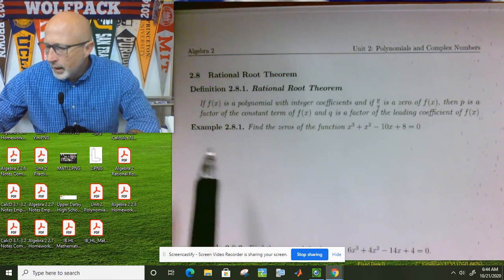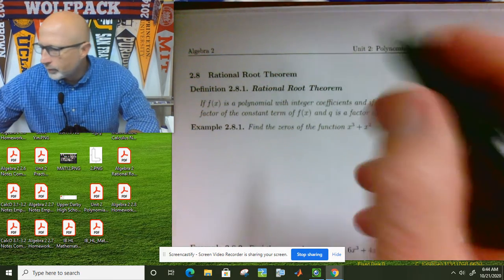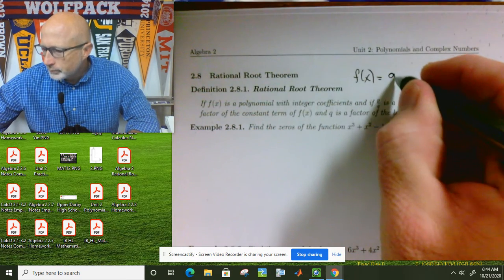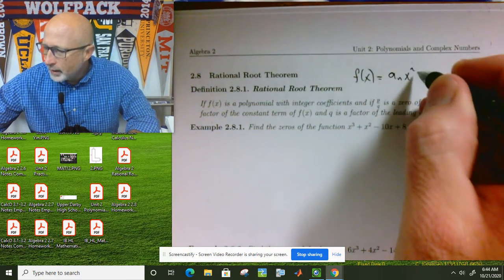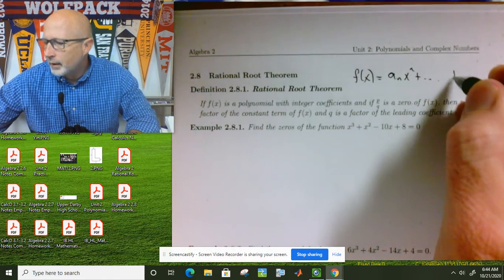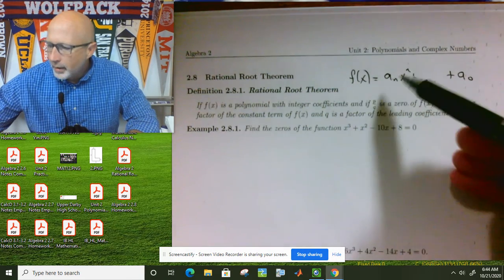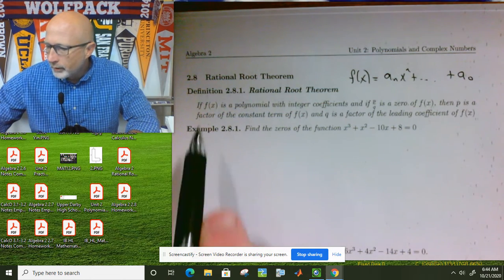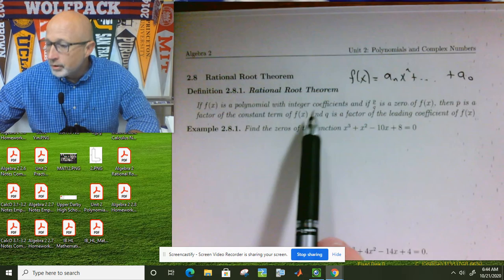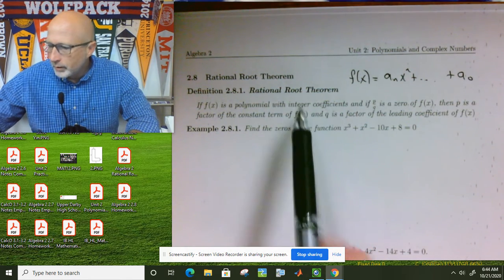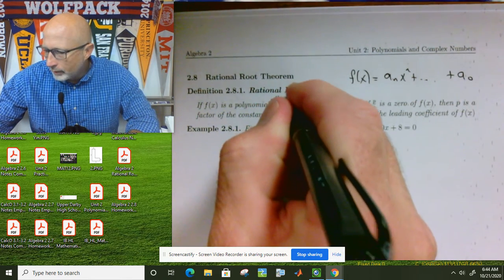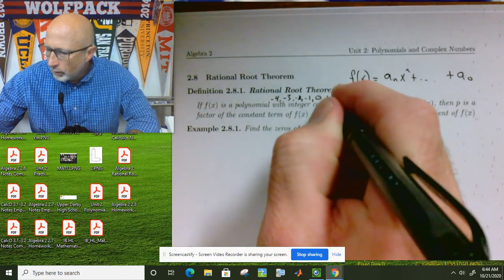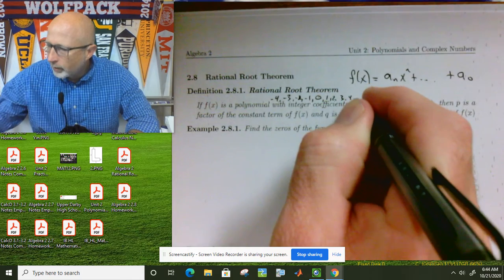So if f of x is a polynomial, so you have some sort of a polynomial, f of x is equal to a_n x to the n plus blah, blah, blah, all the way down to the last one, which is a naught. This is the leading coefficient, and this is the constant term. Okay, so if f of x is a polynomial with integer coefficients, so integers is like -4, -3, -2, -1, 0, 1, 2, 3, 4, and so on.